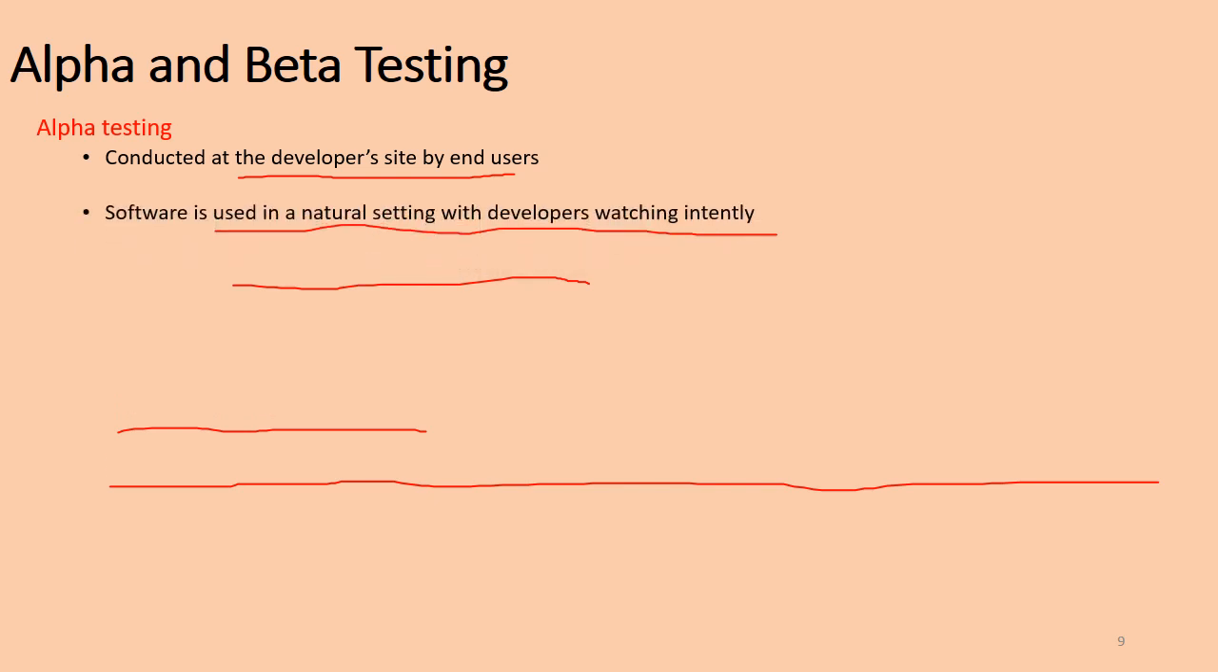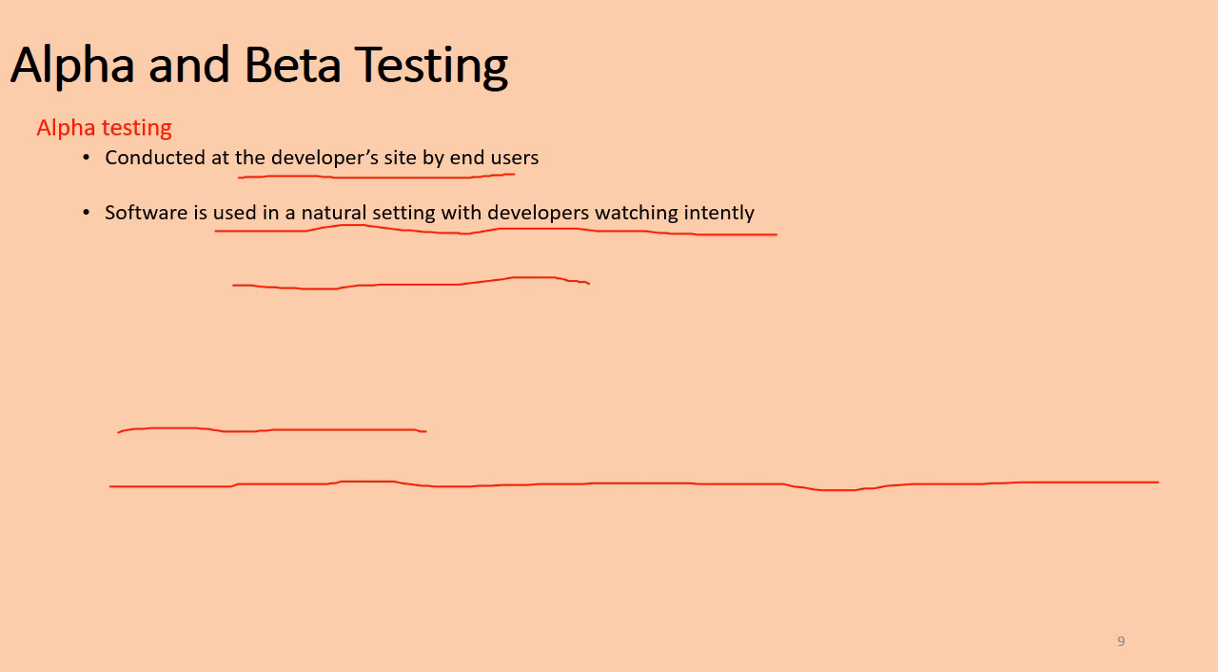Software is used in a natural setting with the developer watching intently. It means, when you are doing testing at the developer side, because the developer has developed your complete system, it's not a very big task to check system maintenance or integrity issues, because I developed that system on my laptop. If I am testing it on my laptop, there is no issue. But it might be possible that when I install it on someone else's system, there is a compatibility issue, the package or the file is not supported. So it's easy to do this testing because it is a natural setting with the developers watching intently.